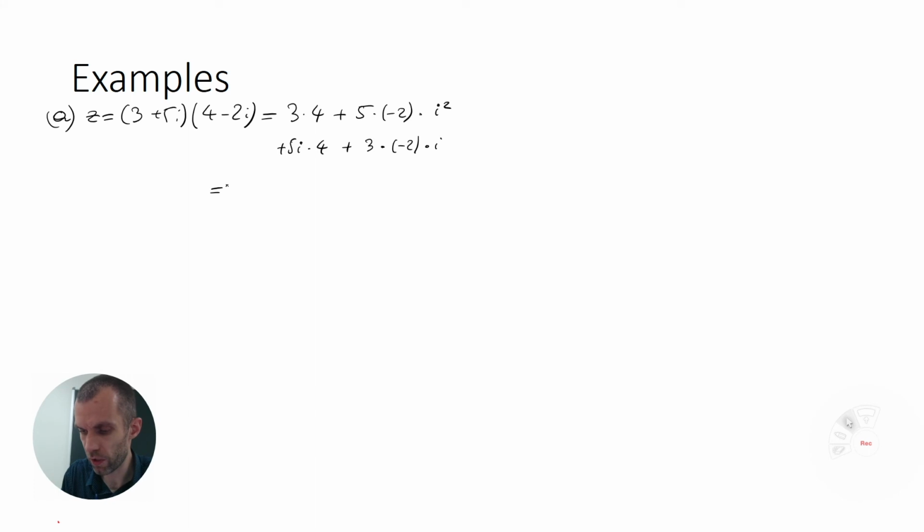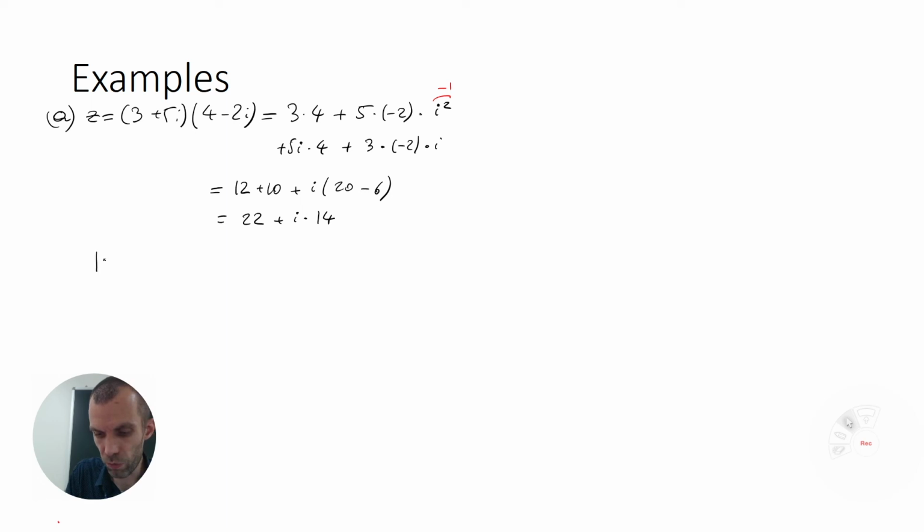And if you clean that up, you get 12 i squared, that's minus 1. So 12 plus 10. And then i times 20 minus 6. In other words, you get 22 plus i times 14.